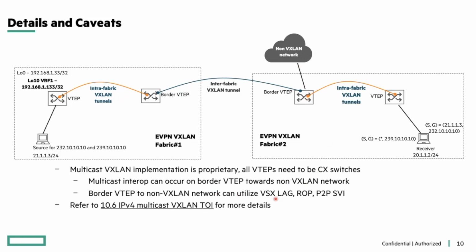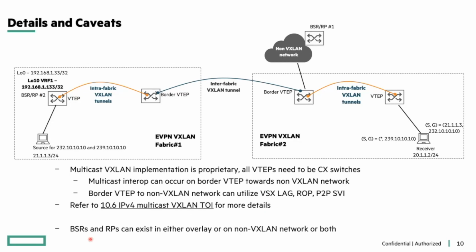You can utilize VSX LAGs, ROPs, or point-to-point SVIs on the border towards the non-VXLAN network. Refer to the 10.6 Multicast VXLAN TY for more details. We always recommend the BSRs and RP to be redundant, and they can exist in either the overlay or the non-VXLAN network, or both. In this example, I have BSR RP1 on the non-VXLAN side. The second one here is on the VTAP in the overlay for redundancy.